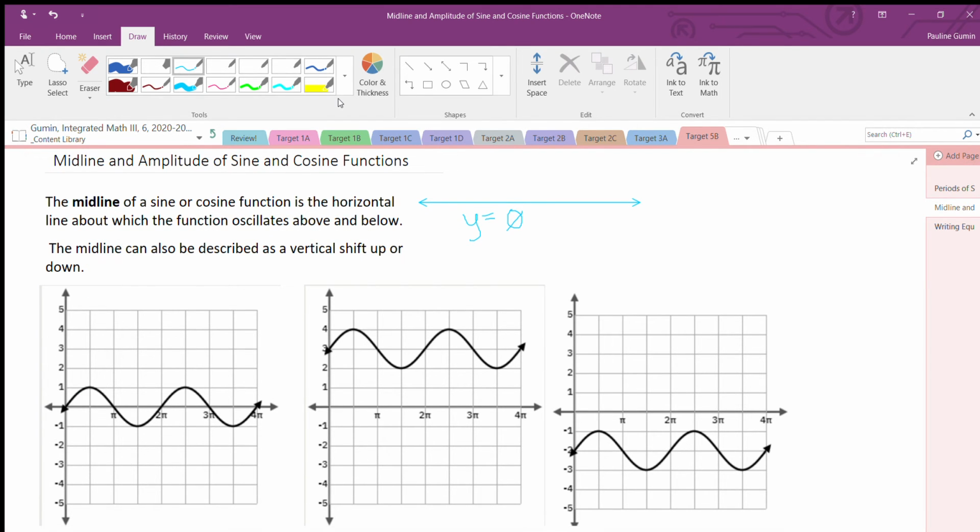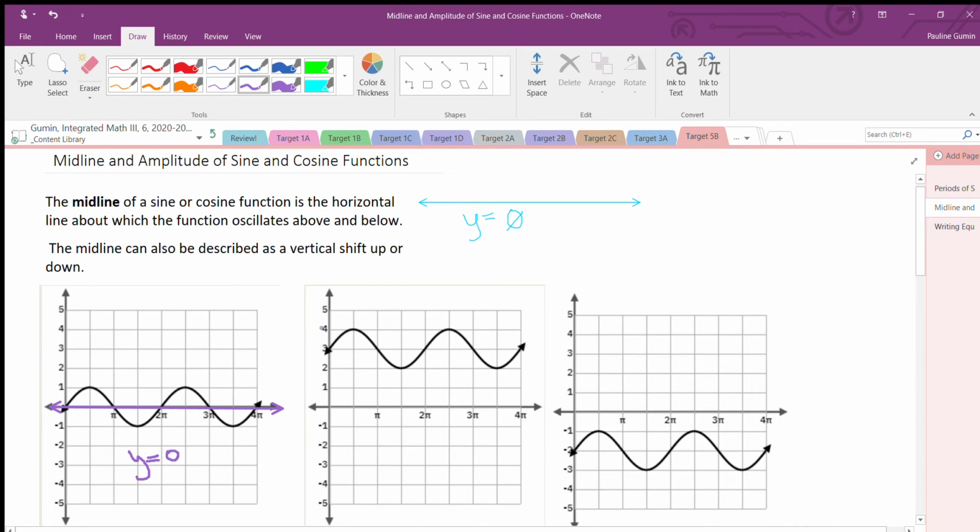Okay, so let's find the midline, the line in the middle. Let me find a bright color like purple, and we will graph it. So in the middle of this graph is this line right here, and that is y equals 0. Now, that's easy for me to see, but what if it's not as easy to see? This is how I do it, and let me show you on this second graph.